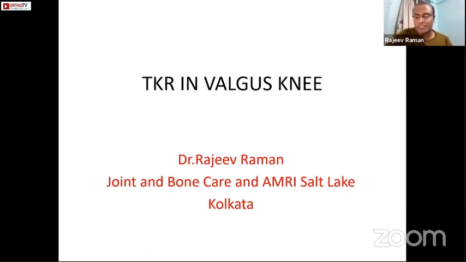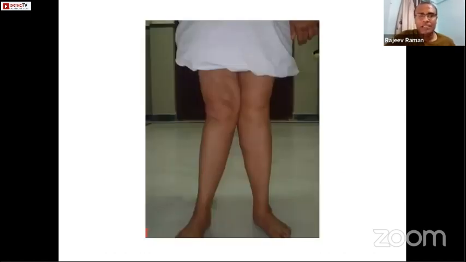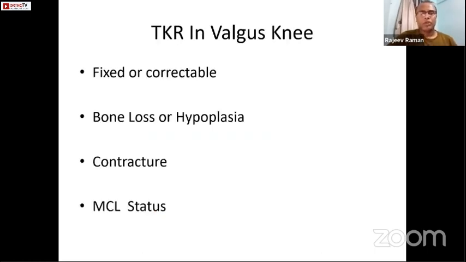So TKR in valgus knee, a lot has been talked about by my previous speaker, and we know it's a challenging case. It's not very uncommon to see valgus deformity in our practice, especially when the patient is either post-traumatic or, in most cases, has inflammatory arthritis. So what are the important things to be considered in valgus knee?